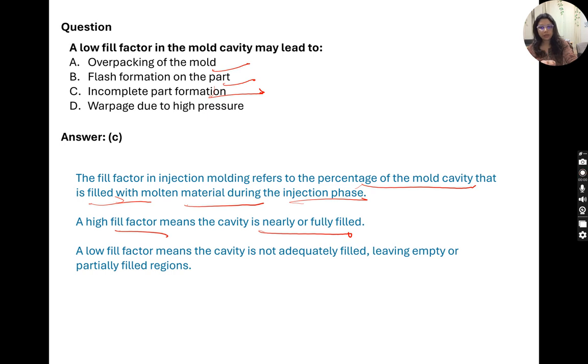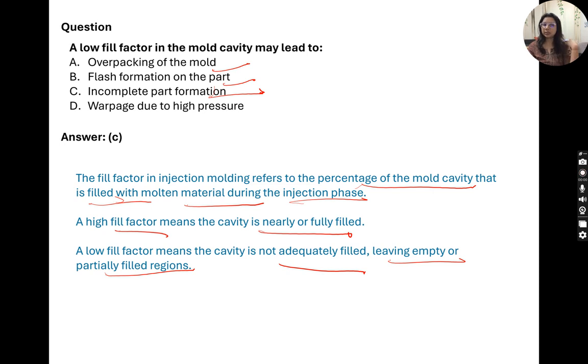For the case of low fill factor, it means the cavity is not adequately filled, which leaves empty or partially filled regions, and the outcome is incomplete part formation, when empty voids are present in the cavity. If the polymer cannot fill the whole cavity, the part will be formed incompletely, and that's how a low fill factor can cause incomplete part formation in injection molding.